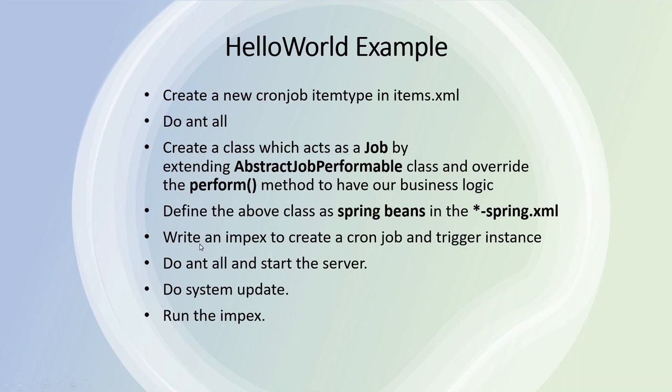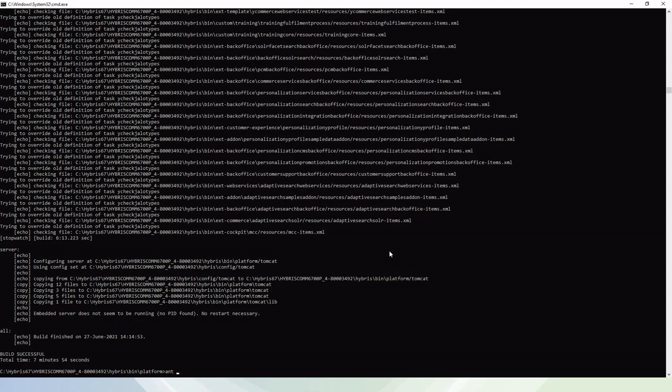Now we will write the impex to create a cron job and its trigger point, and after that we have to do the ant all and start the server. So let us do the ant all, and also start the server, and meanwhile we can write the impex related to this cron job, right? So let's do the ant all again and start the hybris server.